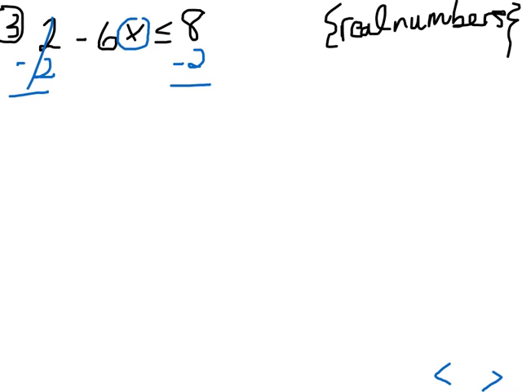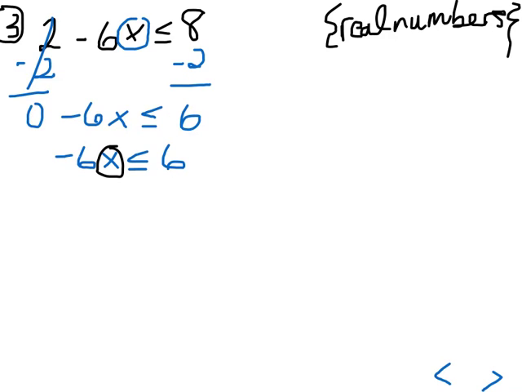All right, so we get 0 minus 6x is less than or equal to 6. But 0 minus 6x is just a negative 6x. Just like 0 minus 6 would be a negative 6, except this time it's got an x with it. All right, so now I have this. And remember, I'm trying to get the x by itself. So what am I going to do now?